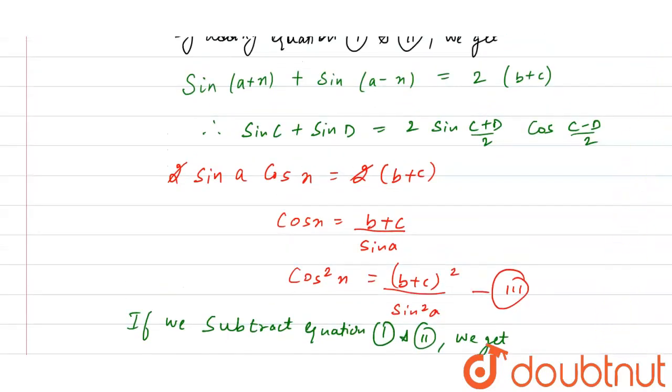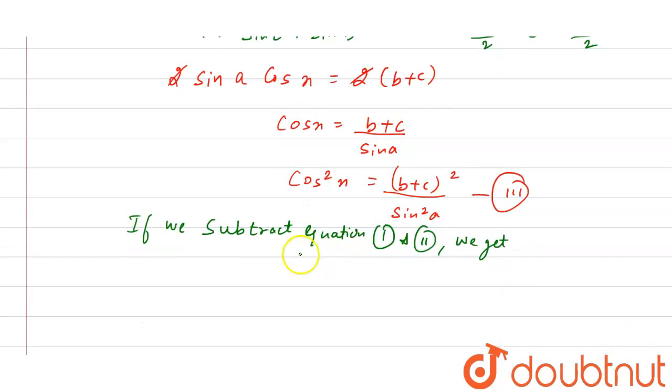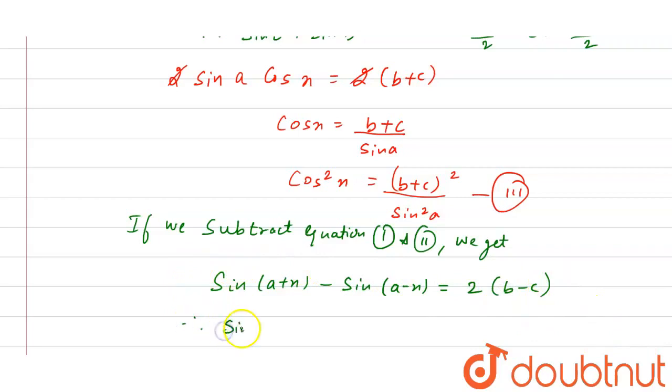sin(a + x) - sin(a - x) = 2(b - c). And we know the identity that sin C - sin D = 2 sin((C - D)/2) cos((C + D)/2).